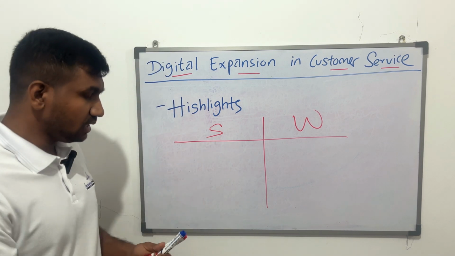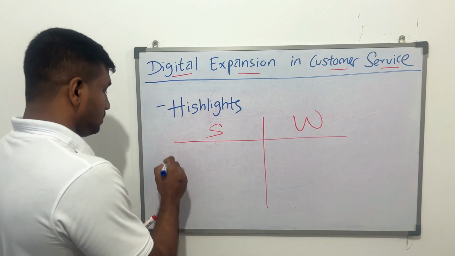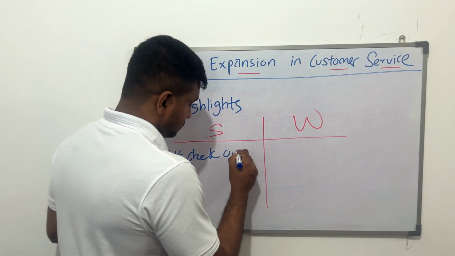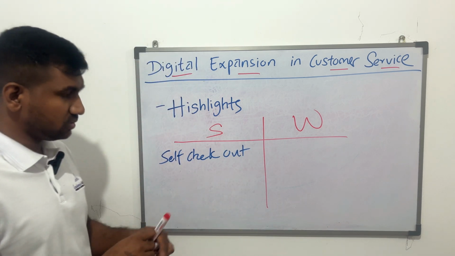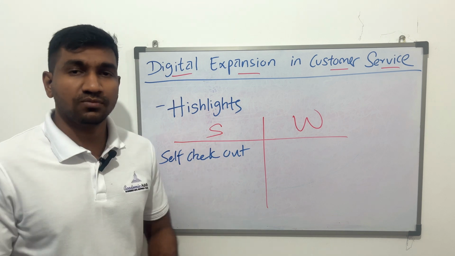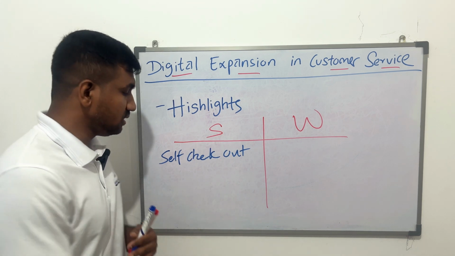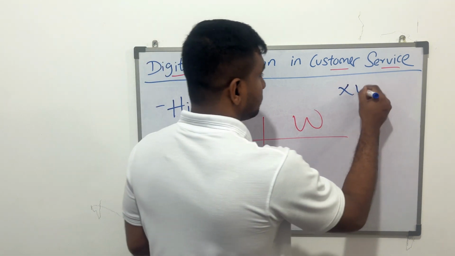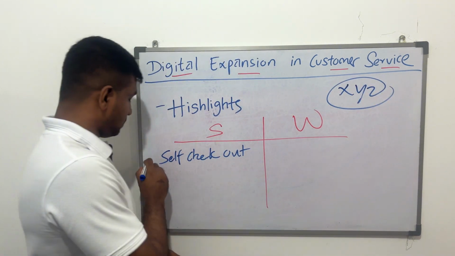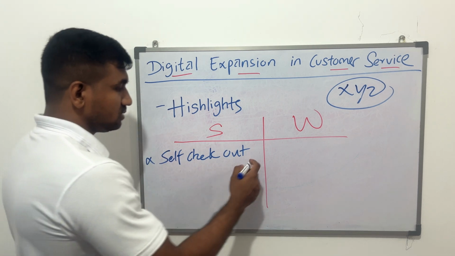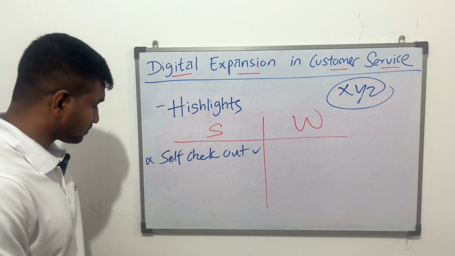Let's say they have self checkouts. So you can have this counter for self checkout. So if you don't want to meet a person from the company, they have the facility. So in this company, this XYZ company, they have this system or this strategy in place. Okay, so which is a good thing.